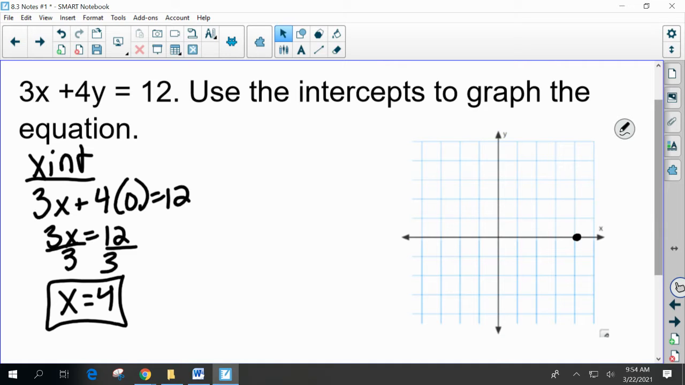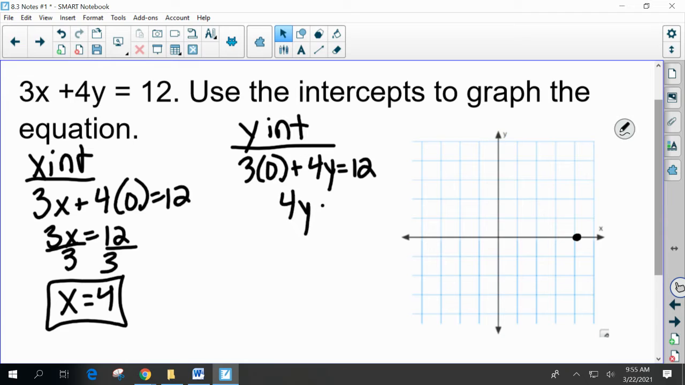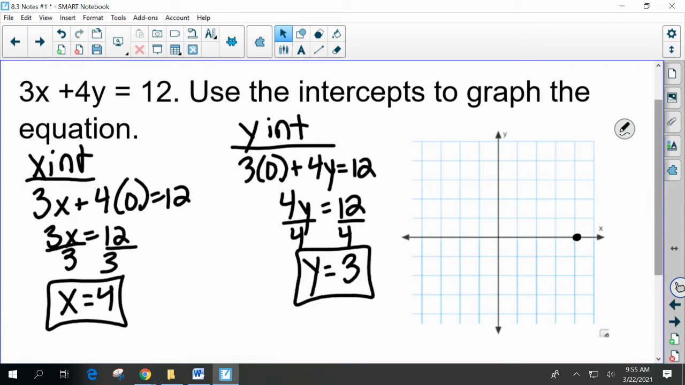Okay, so now I need to solve for my y-intercept. In order to do that, I'm going to substitute 0 for x. So 3 times 0 plus 4y equals 12. Okay, so 3 times 0 would drop off and equal 0. So 4y equals 12, and then I divide both sides by 4. So y would equal 3.